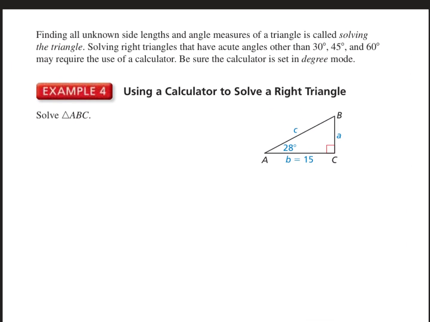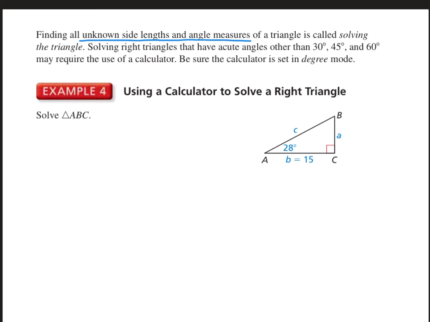Example 4. So for this one, we need our calculator. And we're going to be solving the triangle. So to solve a triangle, we have to find the unknown side lengths and angle measures. So we have to find everything here. Remember, all triangles are going to have 3 sides and 3 angles. So we just have to find whatever is missing.